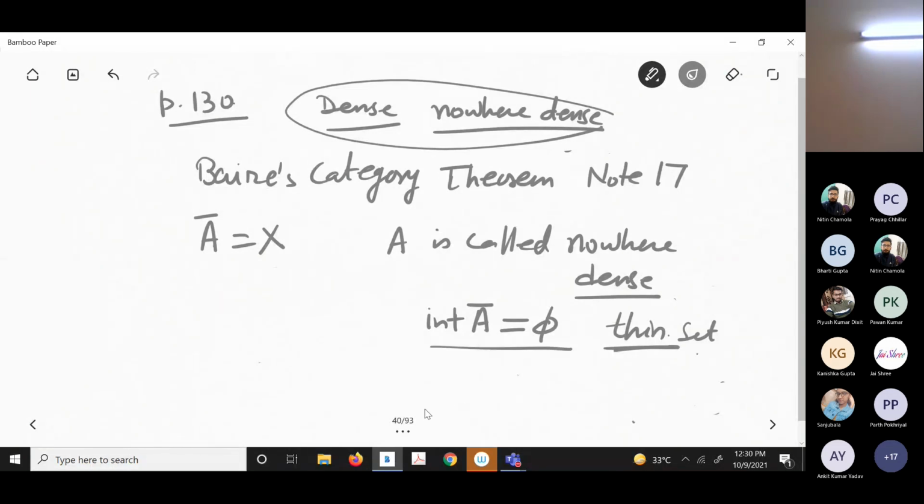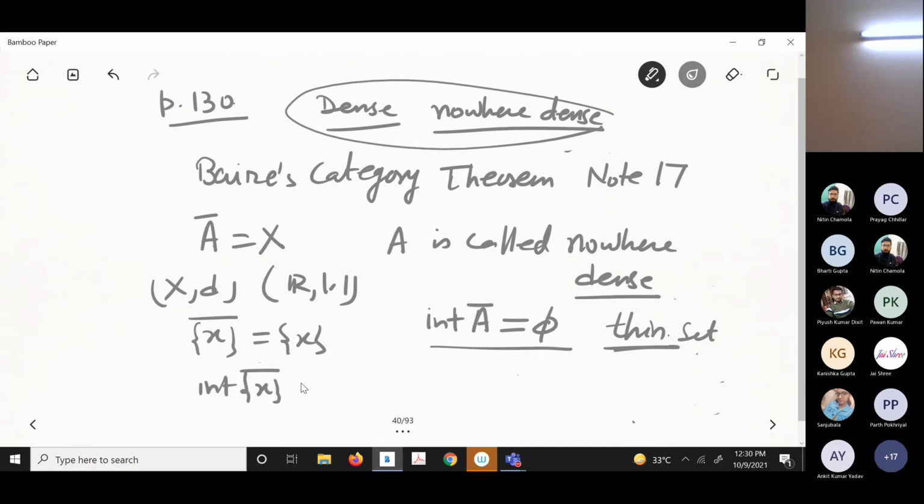Look, if I take a metric space and any point, it is closed. Suppose it's non-discrete. In R, a singleton does not contain an interval, so its interior is empty. So any singleton in R is nowhere dense. You can have a better example, the Cantor set, that I will talk about later on. So this is a dense set. Its opposite is nowhere dense, where the interior of A bar is empty.